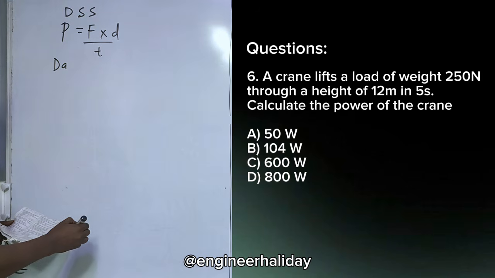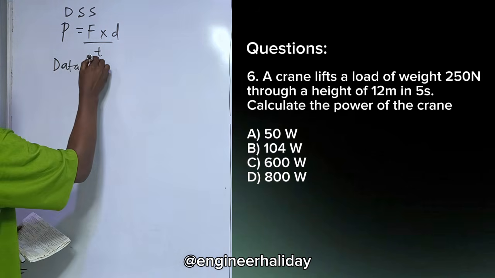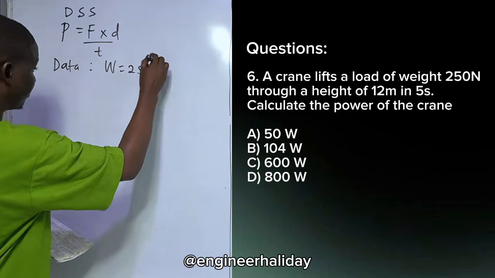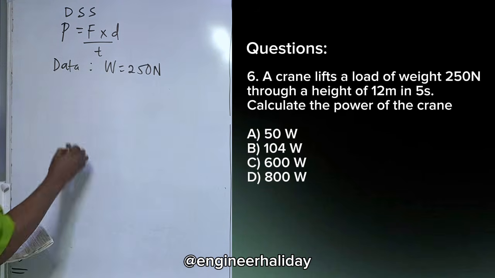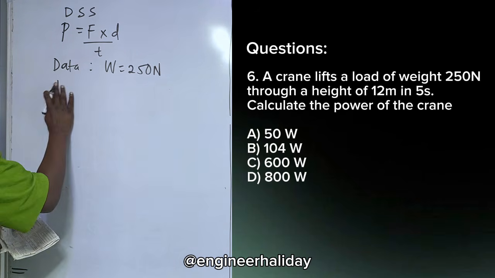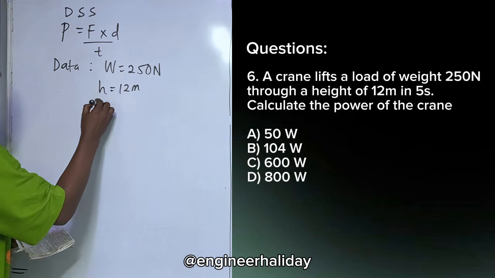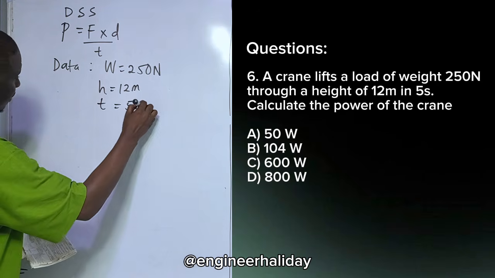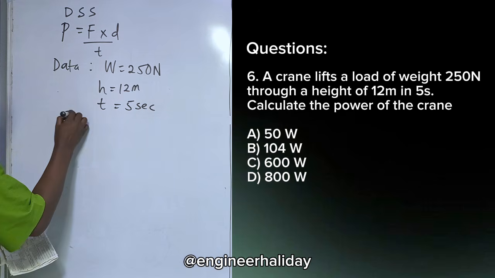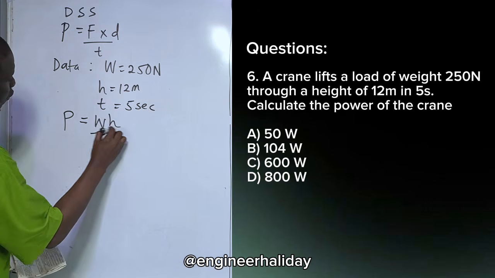They say a crane lifts a load of weight. What is the weight now? Weight is 250 Newton. They say through a height of 12 meters in 5 seconds. Time is 5 seconds. Calculate the power of the crane. The power of the crane will now be equal to the weight times height over time.